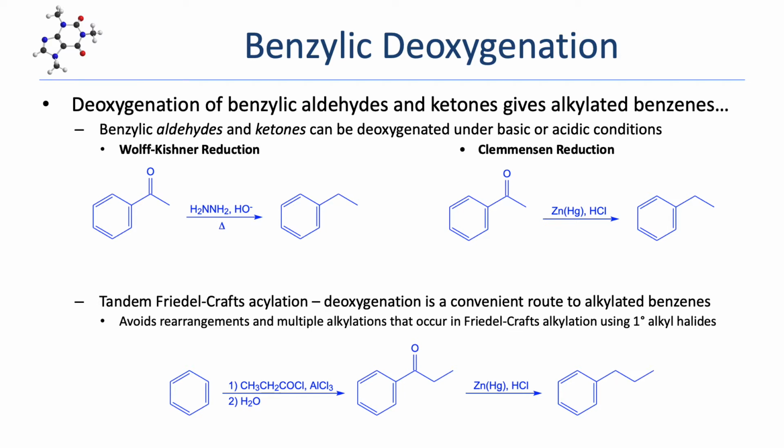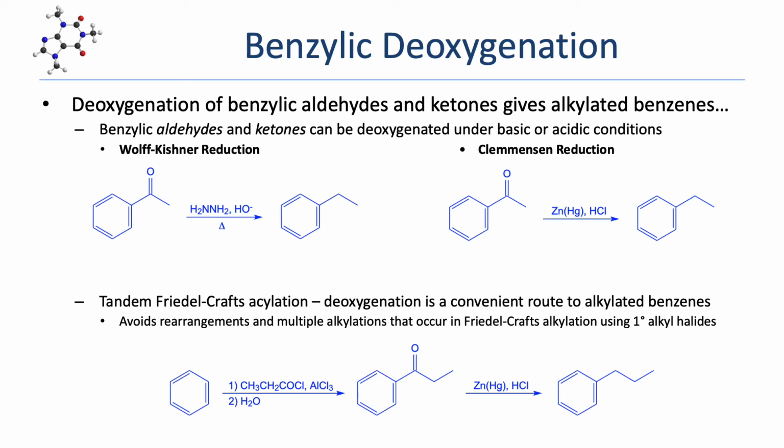The same transformation can also be achieved using the Clemmensen reduction. In this example, we see acetophenone reacted with zinc-mercury amalgam under acidic conditions to give ethylbenzene. You may be wondering why we have 2 different reactions that actually accomplish the exact same transformation. Having multiple methods of accomplishing the same type of reaction is actually really important.